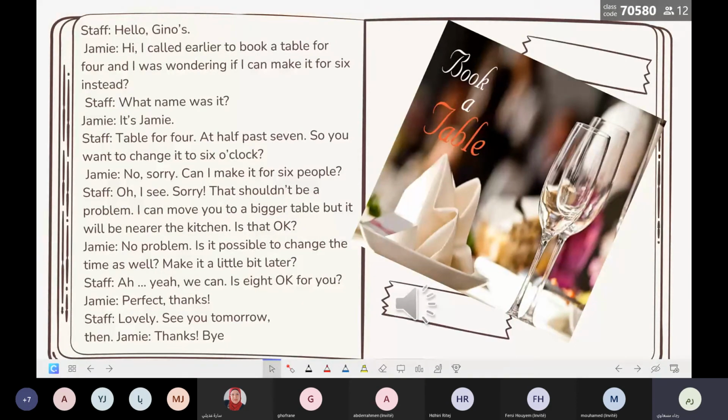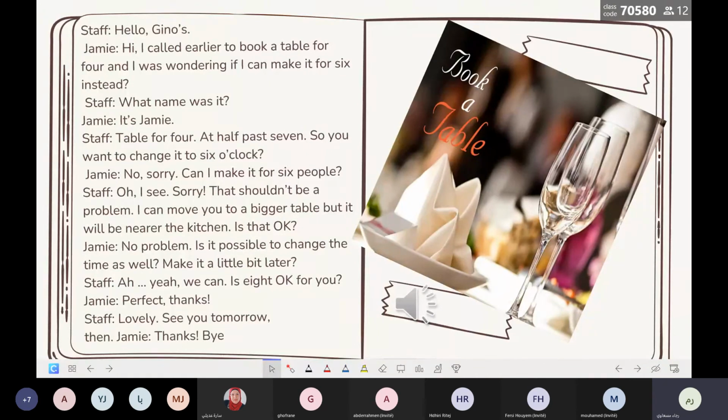Hello, Gino's. Hi. I called earlier to book a table for 4, and I was wondering if I can make it for 6 instead. What name was it? It's Jamie. Table for 4 at 7:30. So you want to change it to 6 o'clock? No, sorry. Can I make it for 6 people? Oh, I see. Sorry. That shouldn't be a problem. I can move you to a bigger table, but it will be nearer the kitchen. Is that okay? No problem.